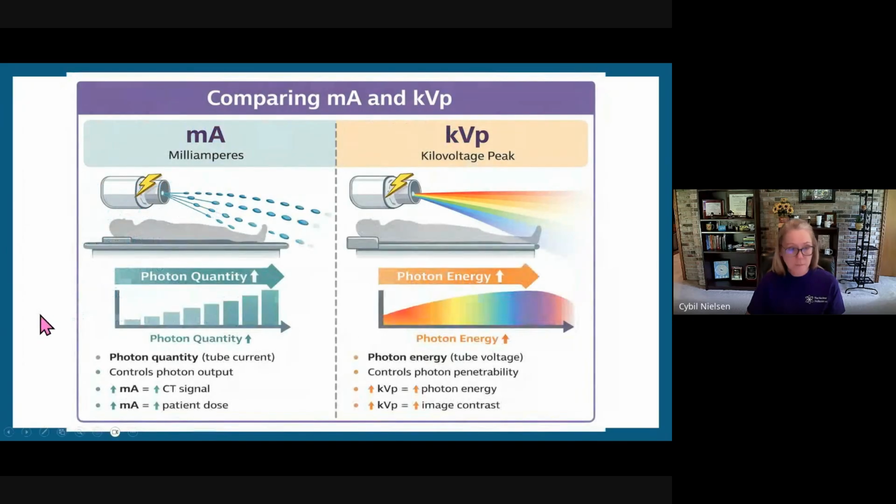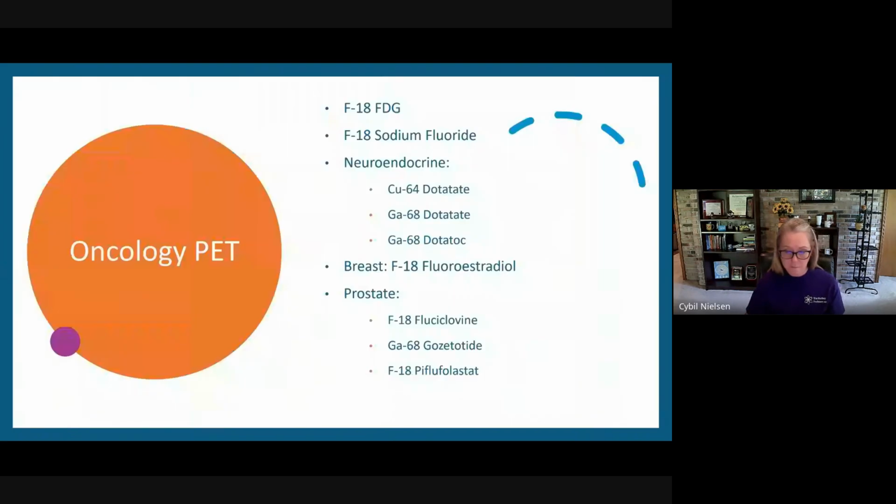All right, MA and KVP. So KVP is going to be the energy, MA is going to be the number of X-rays. If we want more information, we increase the MA, that's going to increase the patient's dose. If we're imaging something more dense or a larger patient, we're going to increase the energy so that it can penetrate through the patient. All right, so that's all the instrumentation of PET CT.